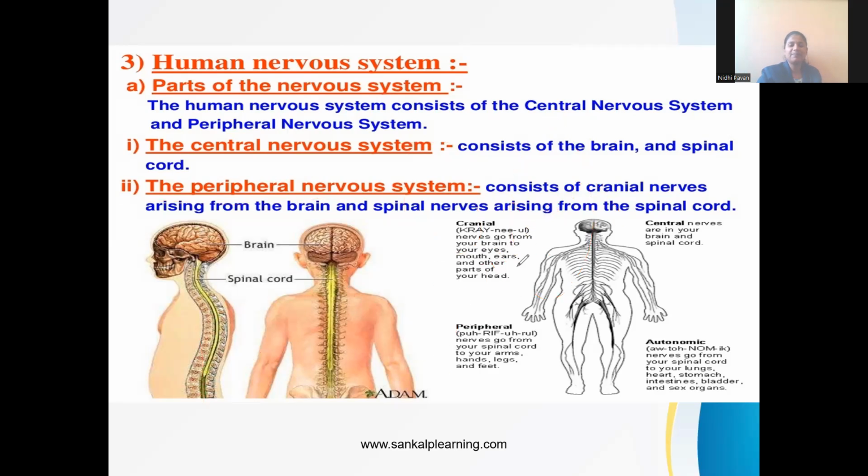Here the peripheral nervous system consists of cranial nerves arising from the brain and spinal nerves arising from the spinal cord. Central nervous system consists of the brain and spinal cord. Peripheral nervous system consists of nerves which arise from the brain to other parts of the body, and spinal nerves which take their origin from the spinal cord. The nerves which take their origin from the brain are called cranial nerves.